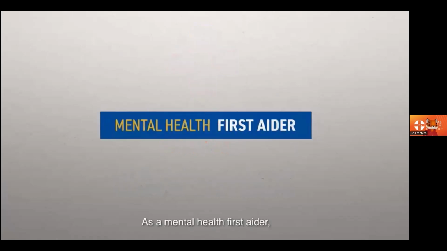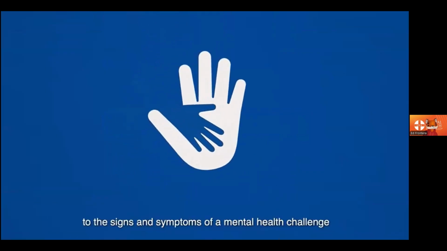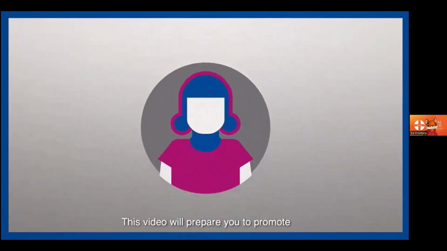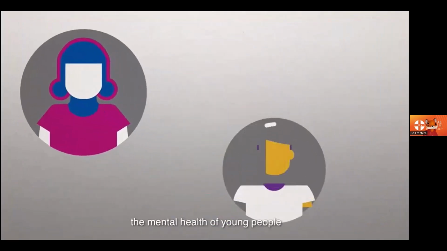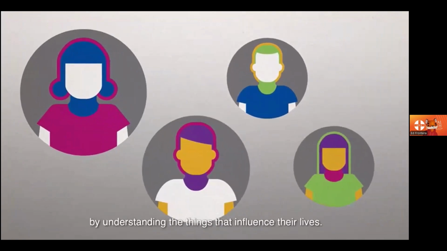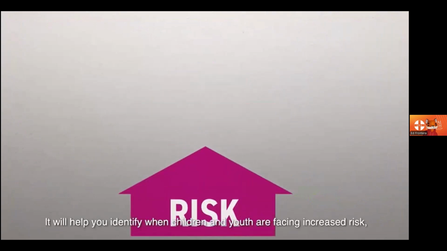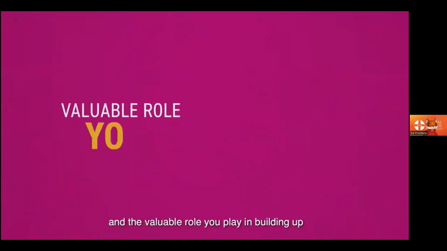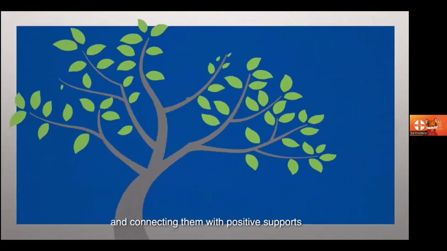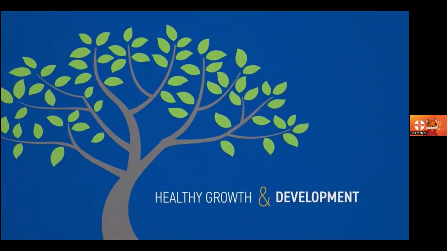As a mental health first aider, you play a critical role in responding to the signs and symptoms of a mental health challenge in a child or youth. This video will prepare you to promote the mental health of young people by understanding the things that influence their lives. It will help you identify when children and youth are facing increased risk and the valuable role you play in building up young people's strengths and connecting them with positive supports that are linked to healthy growth and development.